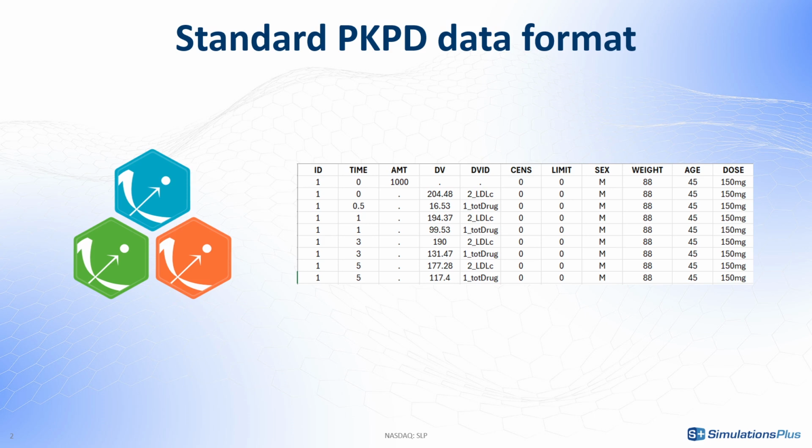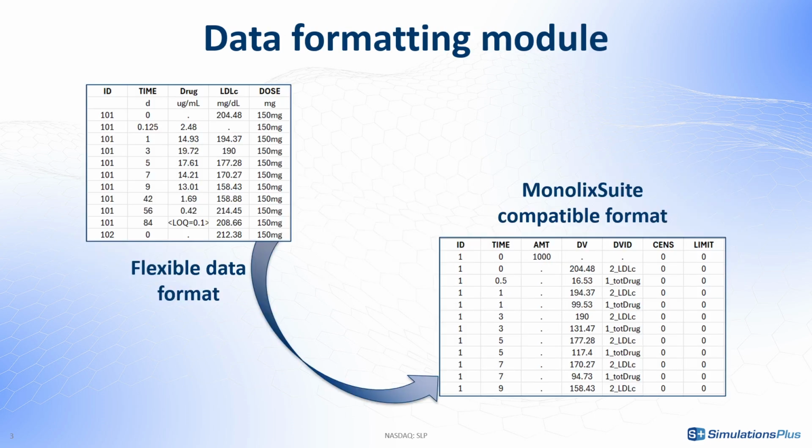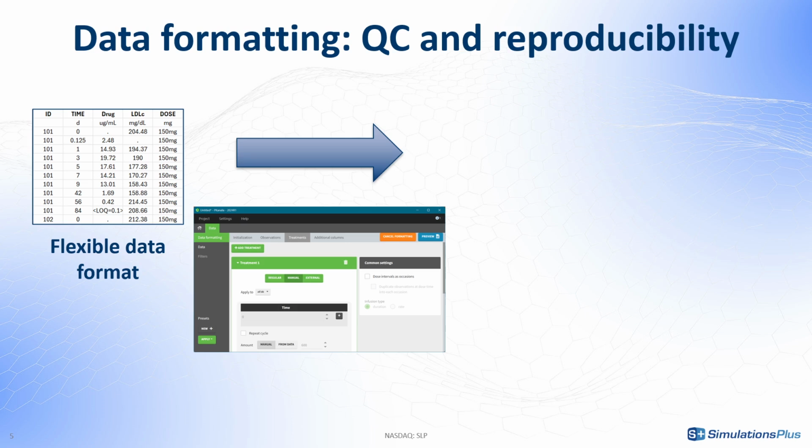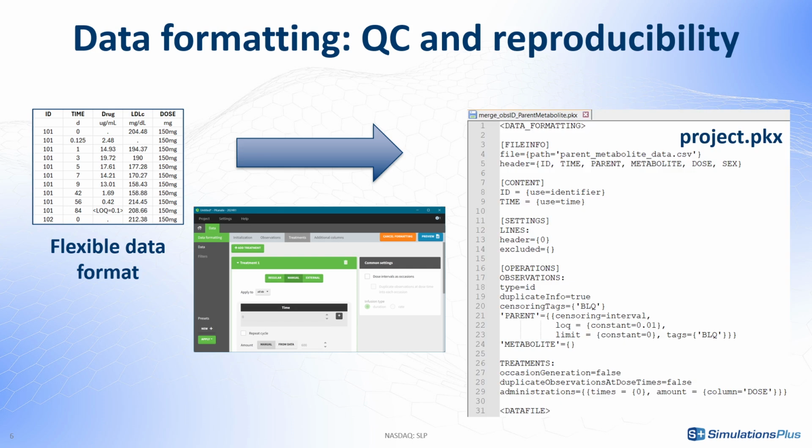If your data file doesn't meet these criteria, you can easily transform it to the compatible format using the data formatting module, which is available in Monolix and in PKanalix starting from the 2023 version. This module allows you to specify formatting rules directly in the graphical interface, ensuring quality control and reproducibility. These rules are saved in a human-readable format within the project file and are applied on the fly on the project reload. The original dataset stays unmodified. You can also automate data formatting with presets, but this is a topic for another video.